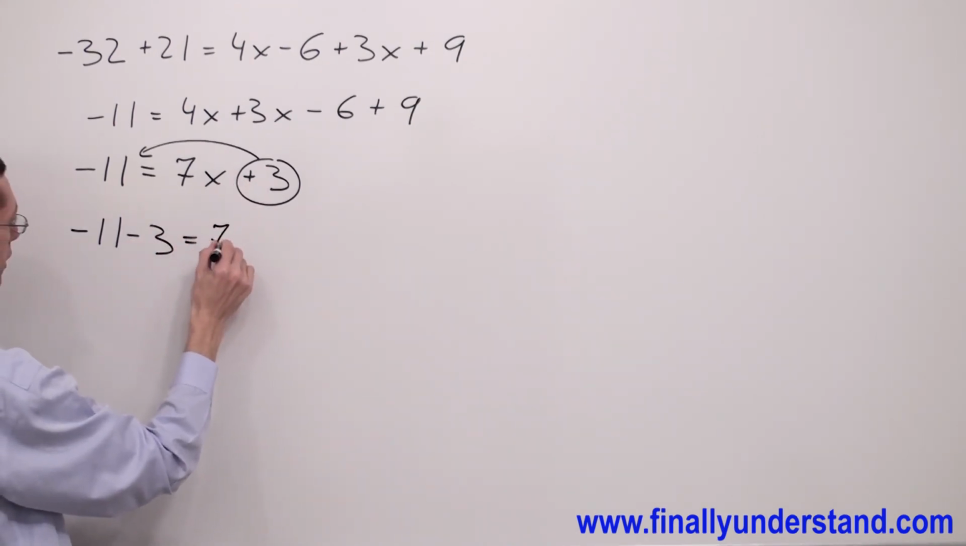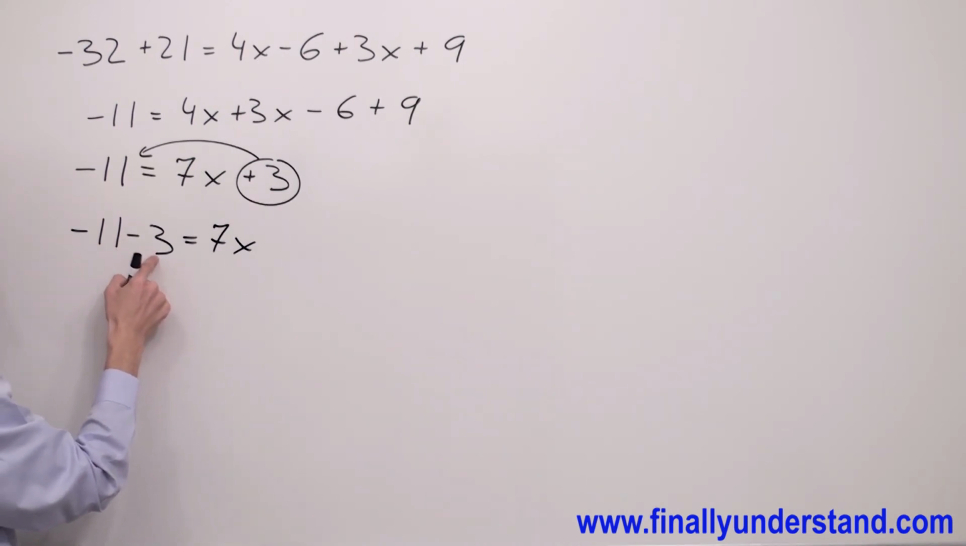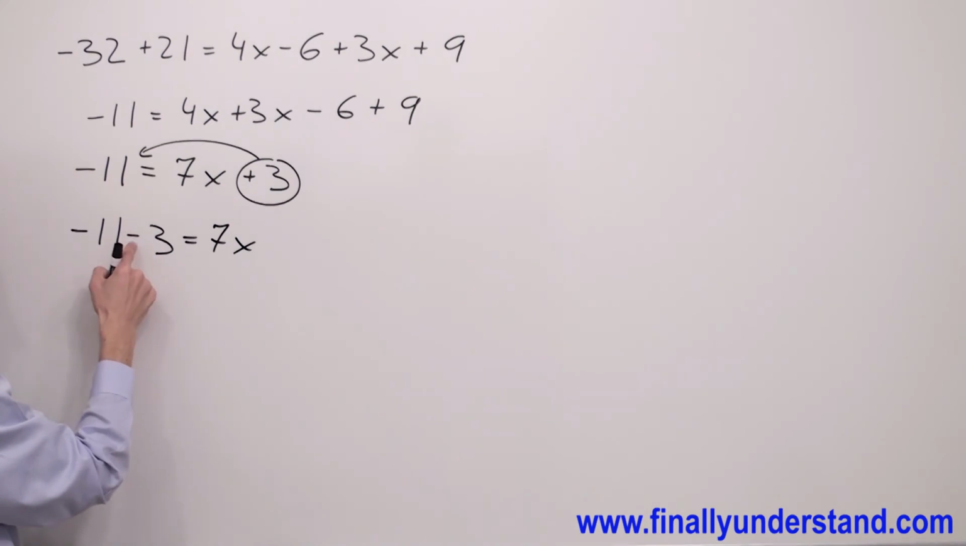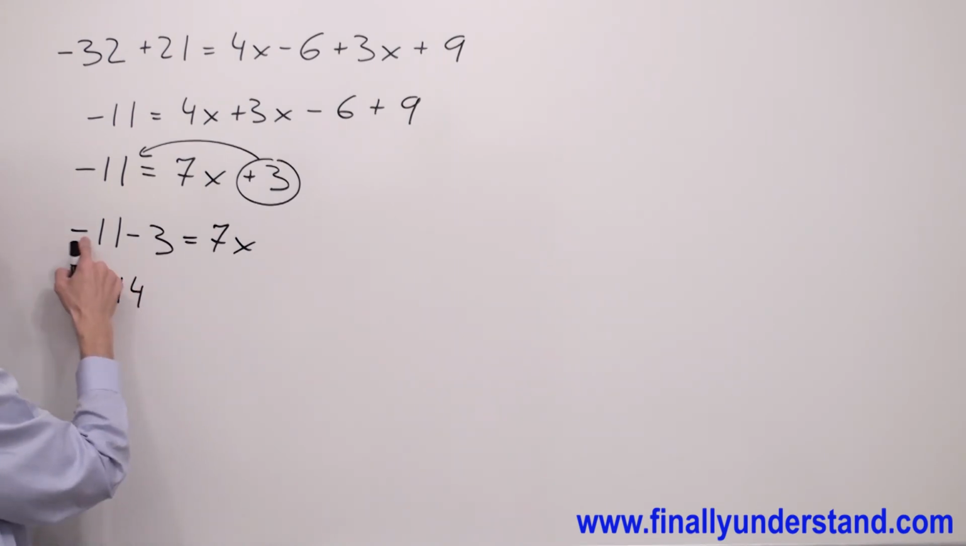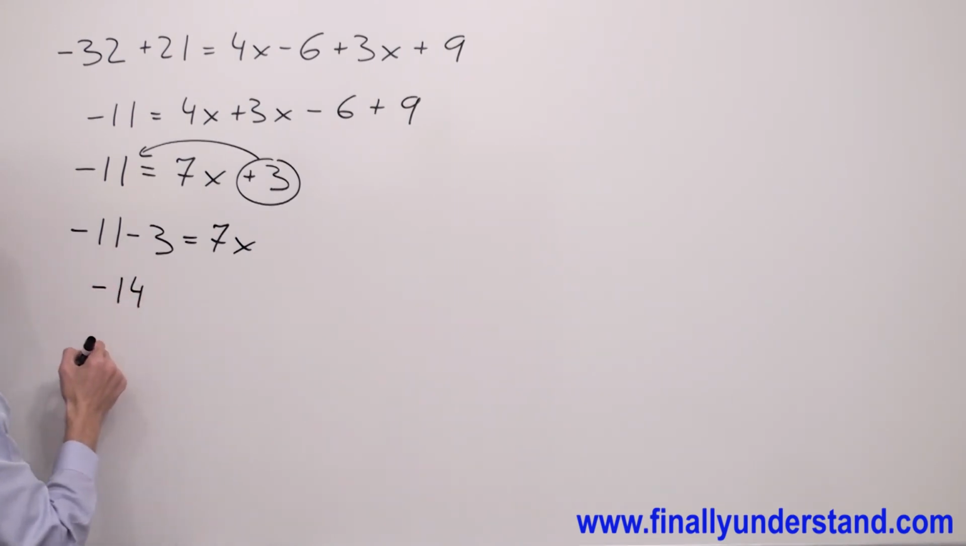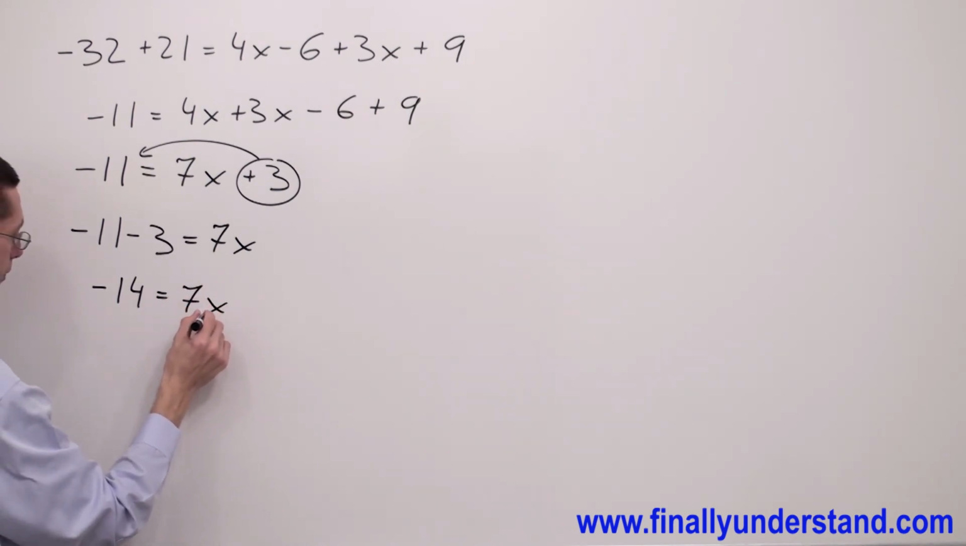And I have 7x. Minus 11 and minus 3. Anytime I do not have parentheses, I'm supposed to simply add these two numbers and keep the sign. I have 11 plus 3 is equal to 14. And because both of them are negative, I'm supposed to keep the negative sign. And this is equal to 7x.